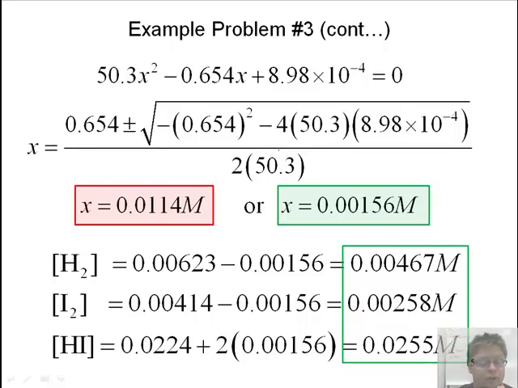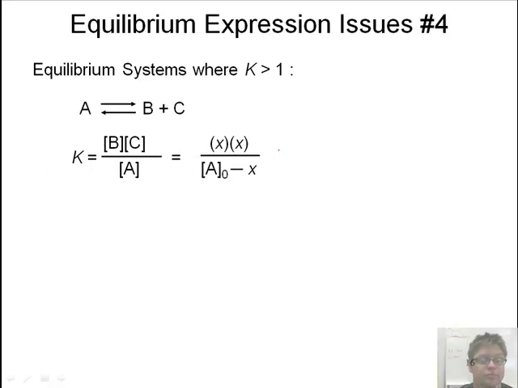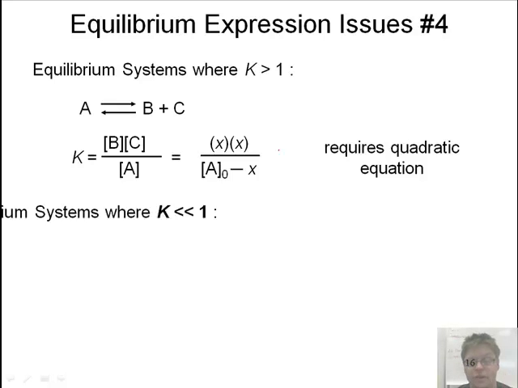So here, if we use the 0.00156 molarity, we get our concentrations. So we got a little bit of a challenge here. Equilibrium systems where K is greater than 1 require a quadratic equation. So one is favoring the products.